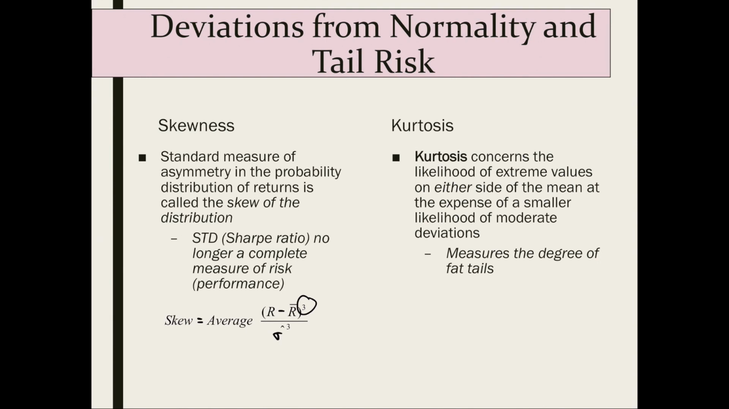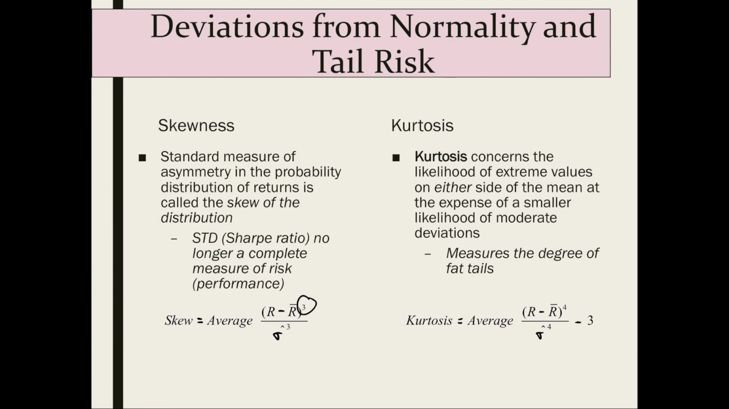The other type of deviation from normality involves kurtosis. Kurtosis concerns the likelihood of extreme values on either side of the mean at the expense of a smaller likelihood of moderate deviations. So once again, it is looking at the tails of your normal distribution chart, and what kurtosis does is it measures the degree of fat tails, a measure of tail risk. So it is primarily focused on the risk of outcomes in the far tails of your probability distribution. The kurtosis equation is equal to the average of the return minus the average return, divided by the standard deviation, raised to the fourth power, and then subtract 3.